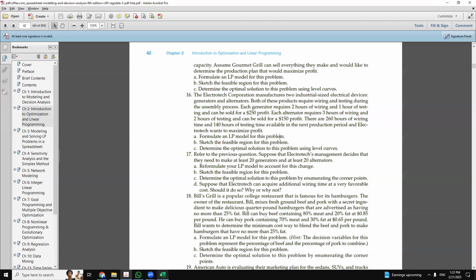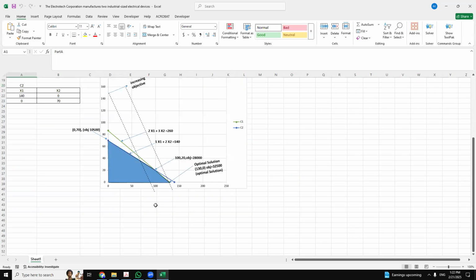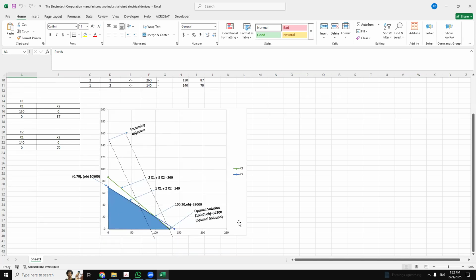let me showcase you the Excel file. So this one is the part A of problem formulation. X1 and X2 are the variables that I have defined here. And then this one is our part B and C, where this one is the feasible region that I covered here. And this one is our optimal solution. So I used Excel formulas and calculations to derive this optimal solution and the graph.